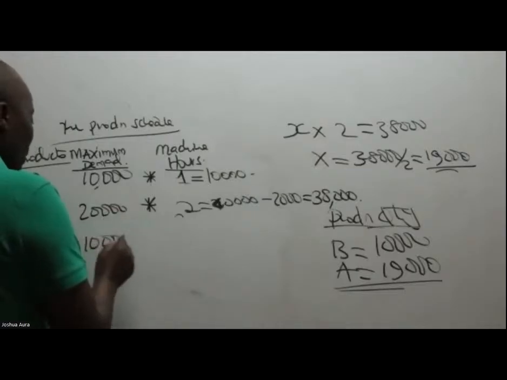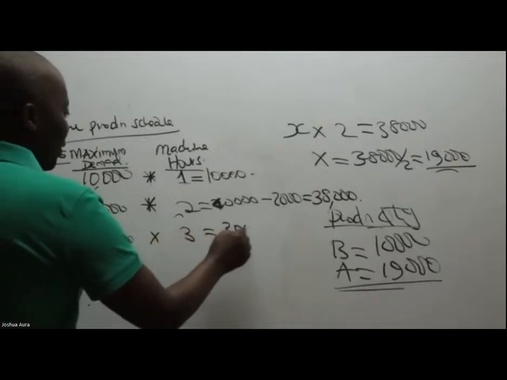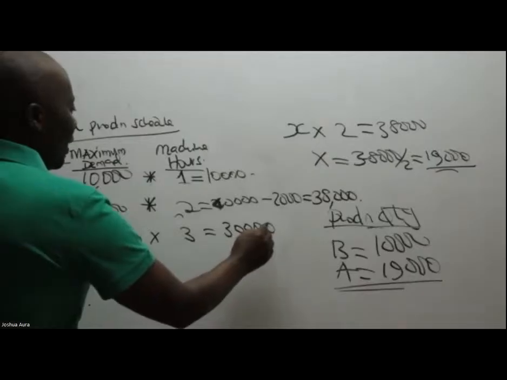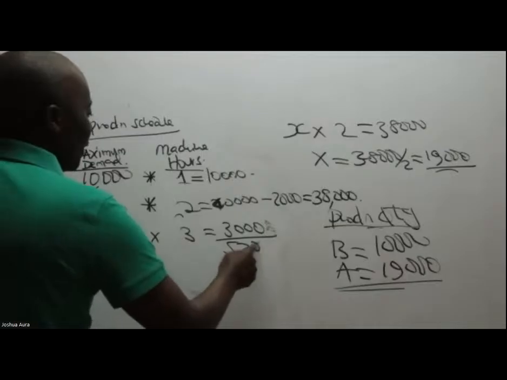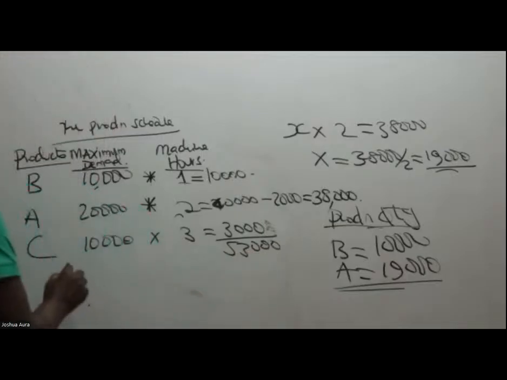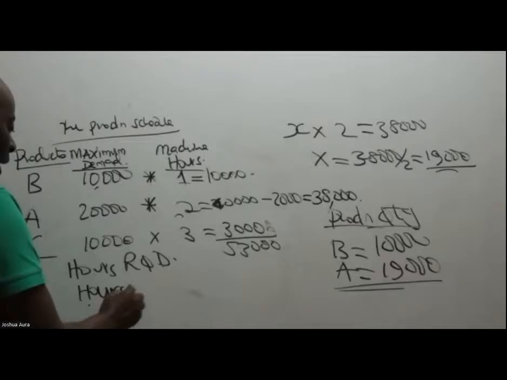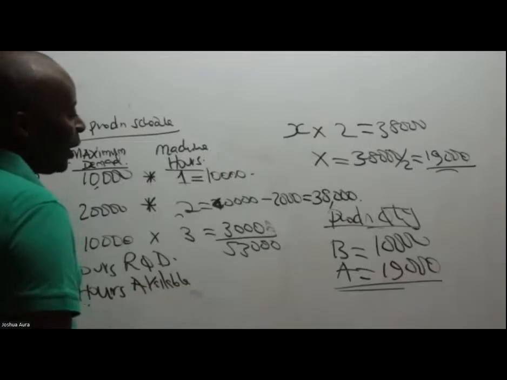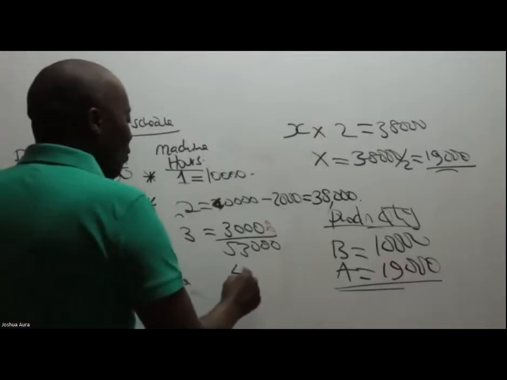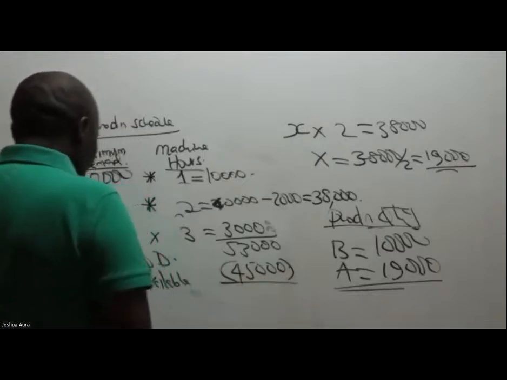Assuming this is 1,000 times 3, giving us 3,000, such that at the end of the day, you need 53,000. So these are the hours needed, hours required. But hours available are 45,000. So in this case, could you kindly give me the deficit here?